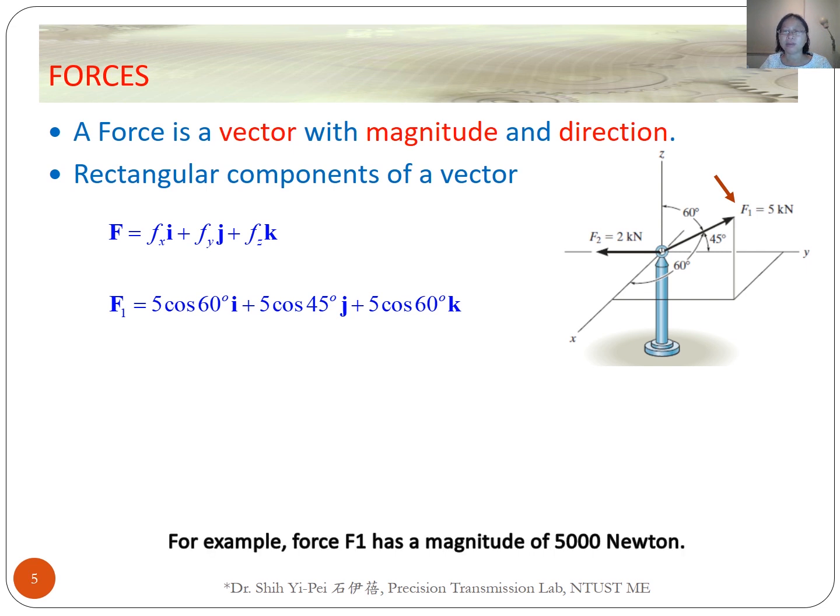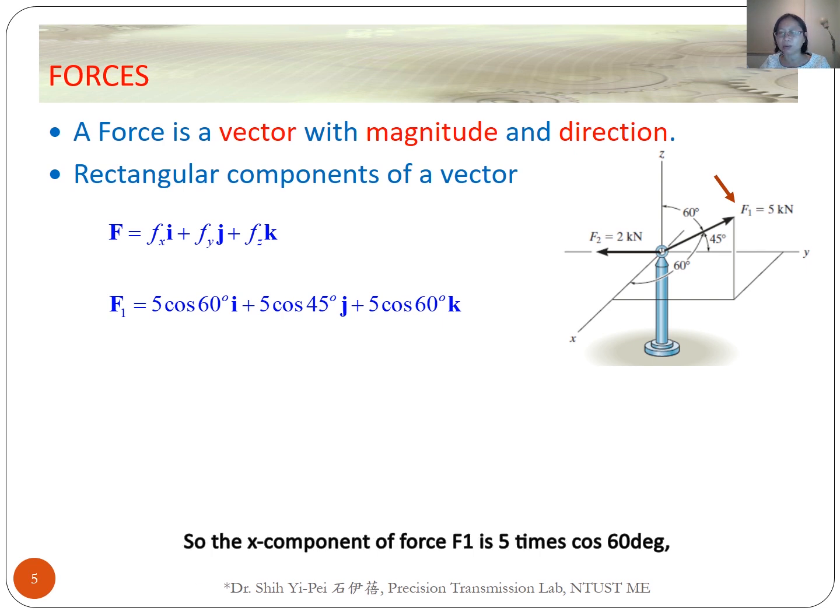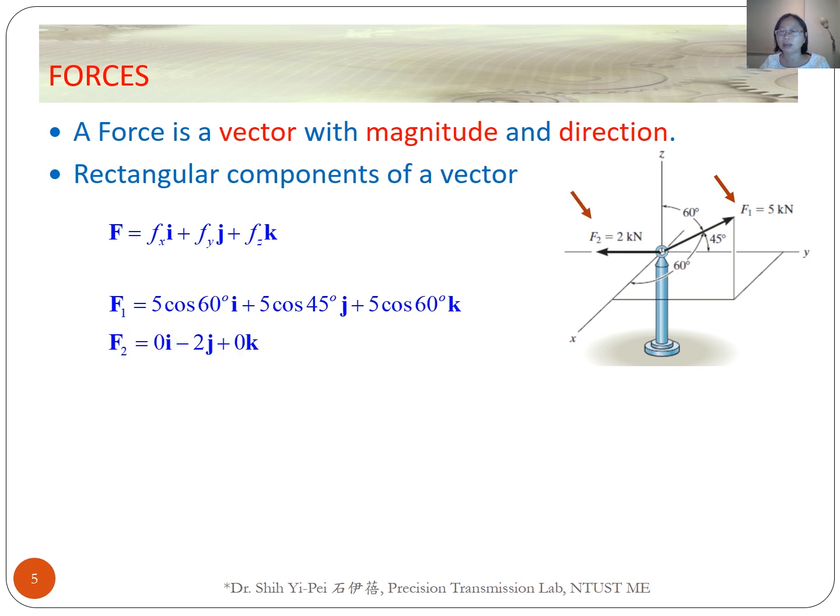For example, force F1 has a magnitude of 5,000 Newtons, and the angles between force F1 and the three axes are 16, 45, and 16 degrees. So the x component of force F1 is 5 times cosine 16 degrees. The y component is 5 times cosine 45 degrees. And the z component is 5 times cosine 16 degrees. Force F2 has only the y component, minus 2,000 Newtons.